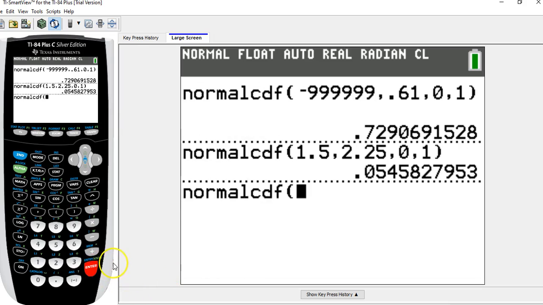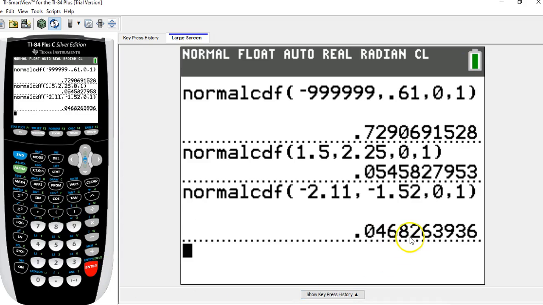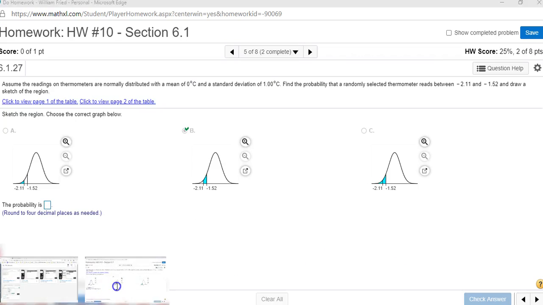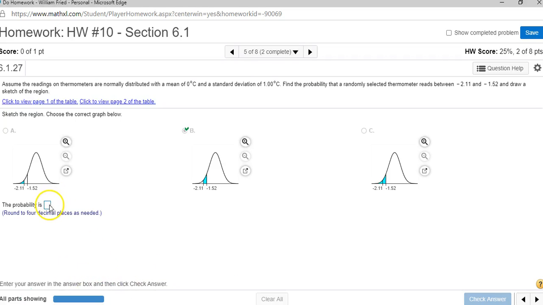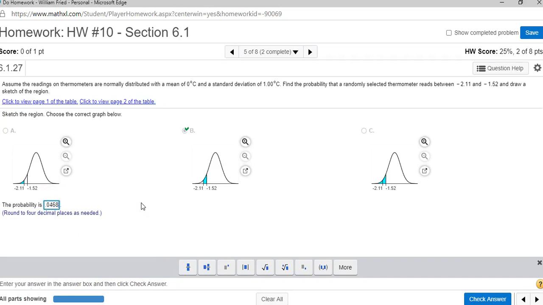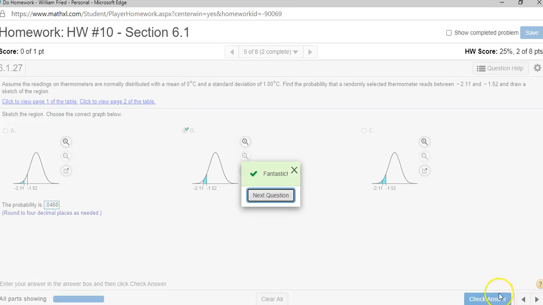So I'm going to normal CDF. And this time I wrote down those numbers. So it's a negative 2.11. When you're entering a negative here, be sure to use this negative symbol on the bottom, not the subtraction sign there. Negative 2.11, comma. The upper x value there is negative 1.52, comma. And for the standard normal, the mean and standard deviation are 0 for the mean, comma, 1 for the standard deviation. And when I hit enter, 0.0468. And when I check the answer, fantastic. Okay.